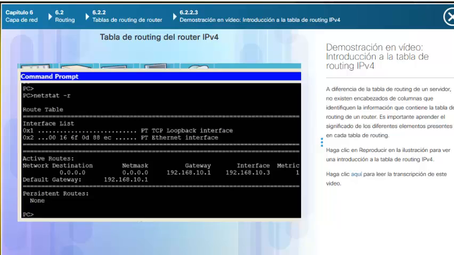We can also see that there are different columns of information: the network destination, the net mask, the gateway, the interface, and the metric. We can see that we have a 0.0.0.0 or all networks destination, using a 0.0.0.0 or all networks net mask, and the gateway address of 192.168.10.1. This is the local router. The exit interface, which we will use to get to this gateway, will be our own 192.168.10.3 interface. The network distance for all networks to the gateway is a metric of 1.